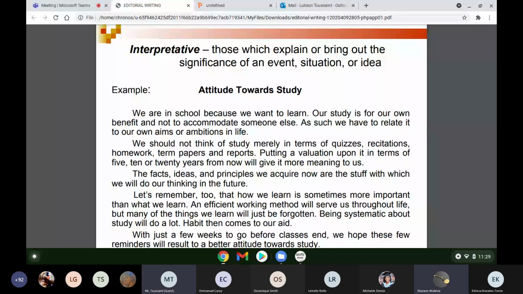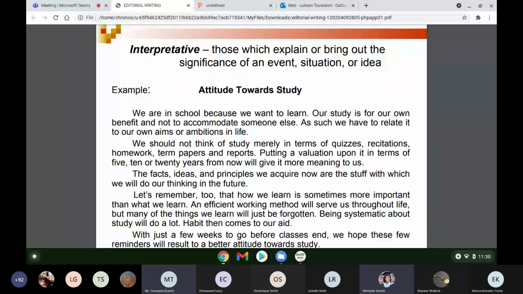What would be the subject of this editorial? What is the issue that the editorial is addressing? Ashka's saying the first paragraph. I think she's saying something about education. Okay, it's about education and what else? Think about it, students.